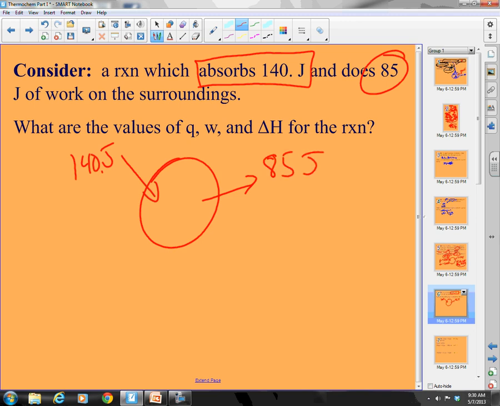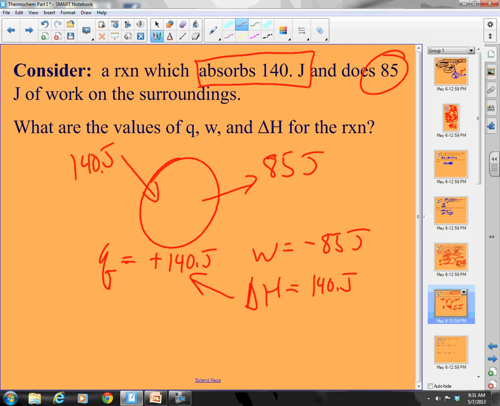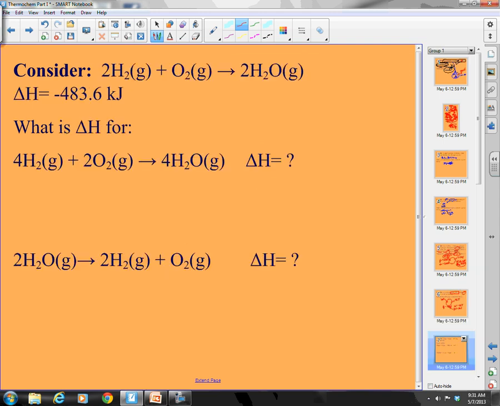Good. So that means my Q is equal to a positive 140 joules. My W, since it's being done by the system on the surroundings, is a negative 85 joules. And my delta H is going to be the same as my Q, which is 140 joules. And we're going to assume it's at constant pressure. Piece of cake. Let us move on.